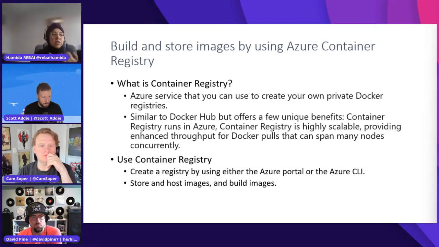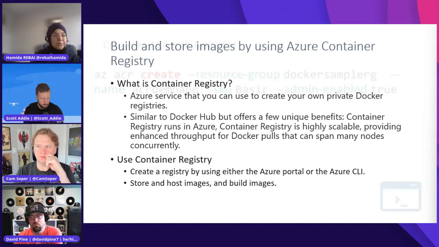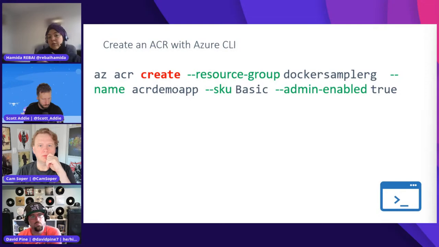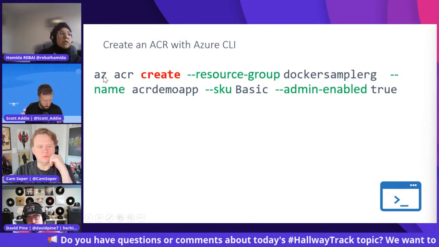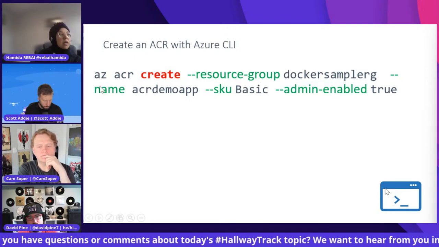So we are able to create a registry in the Azure Portal or with a command line in Azure CLI, for example. We are able to store and host images and also build images and containers here. So you can use the Azure Portal, the simple way to create your Azure Container Registry, or if you prefer using a command line, you can use Azure PowerShell or Azure CLI. So it's simple, az, use this command line.